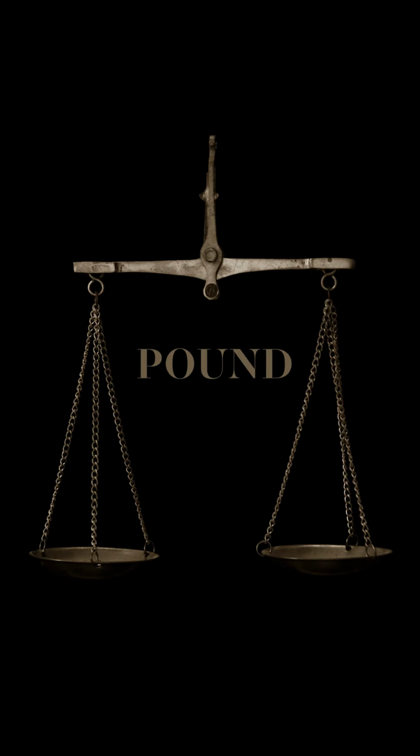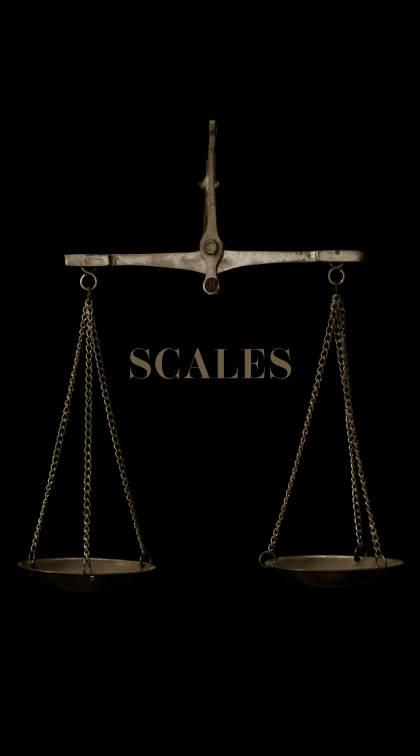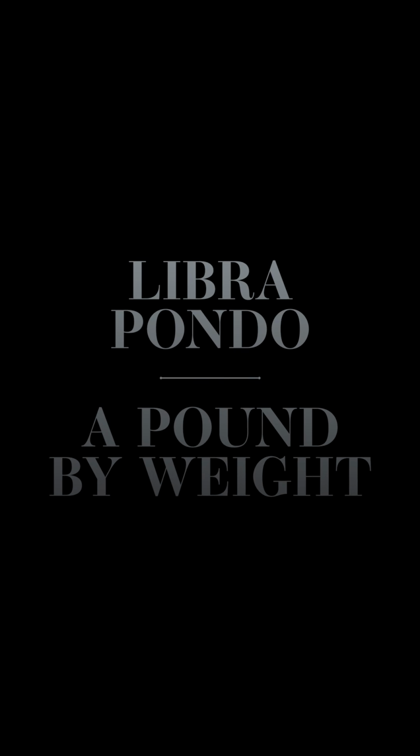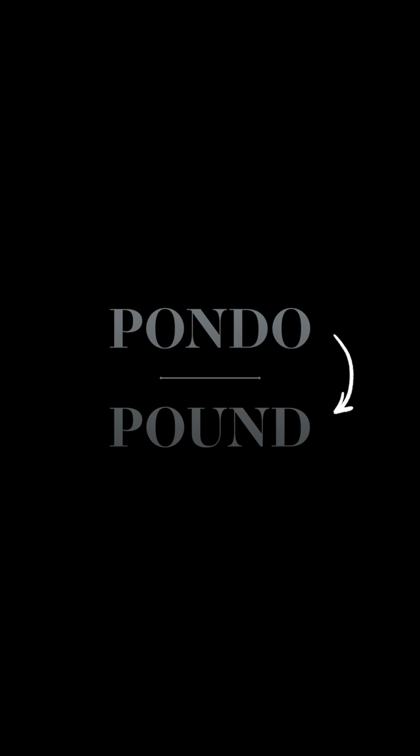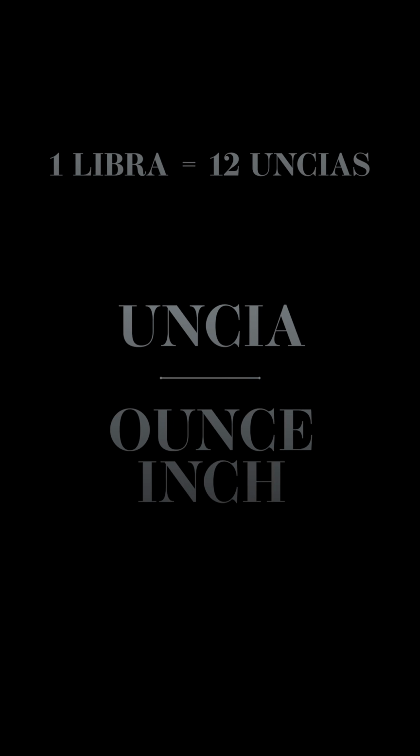The abbreviation for pound, lb, comes from the word libra, which means scales in Latin. In ancient Rome, libra pondo meant a pound by weight. The word pound originates from pondo, and the shorthand for libra, which was used as a synonym for pound, was reduced to lb.